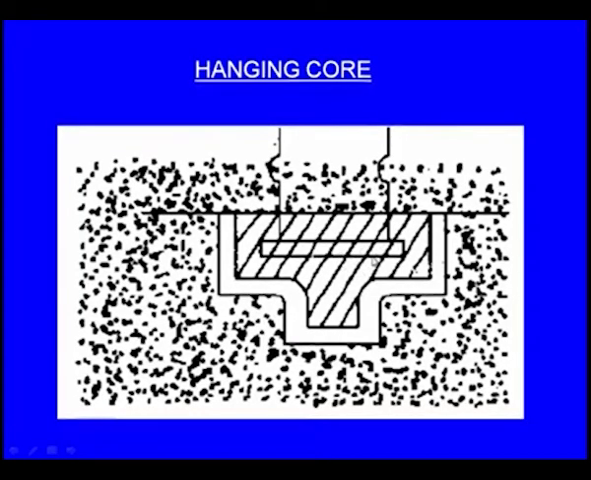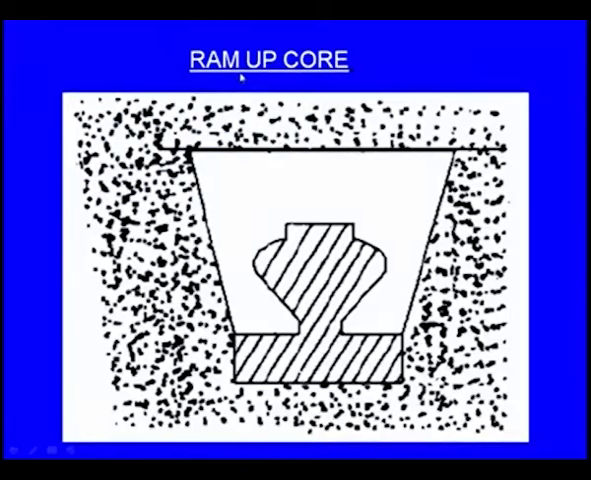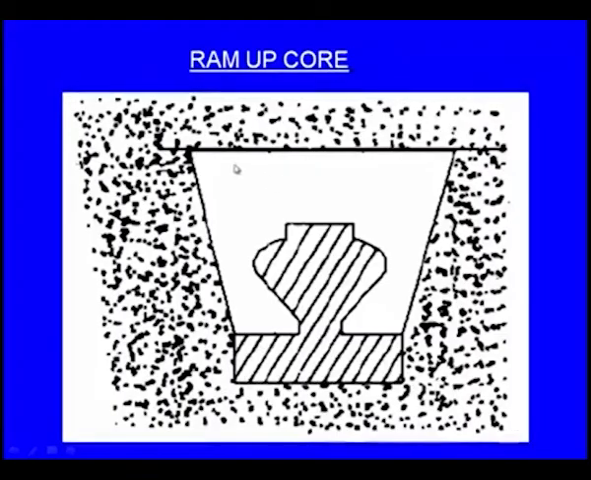Next one, this is the ram up core. You can see this is the mold and this is the core, and the molten metal fills this area, this part is the core. So, this is known as the ram up core.